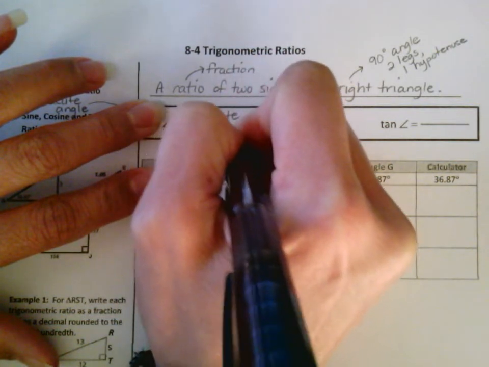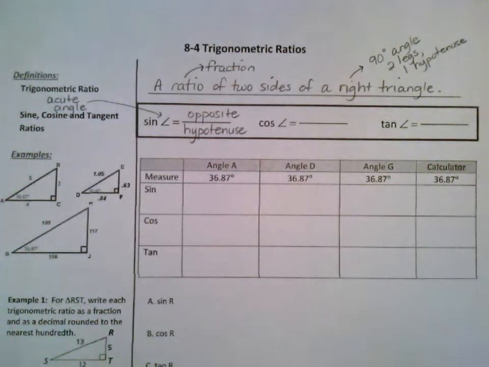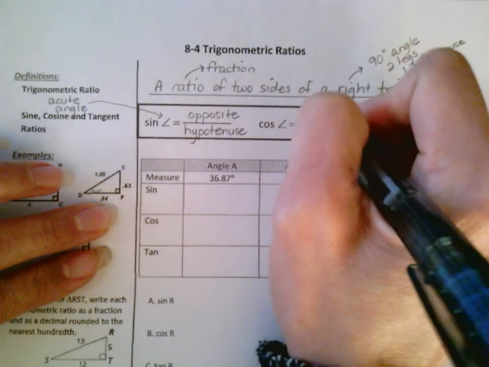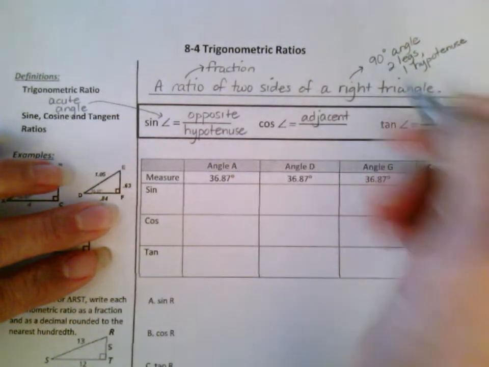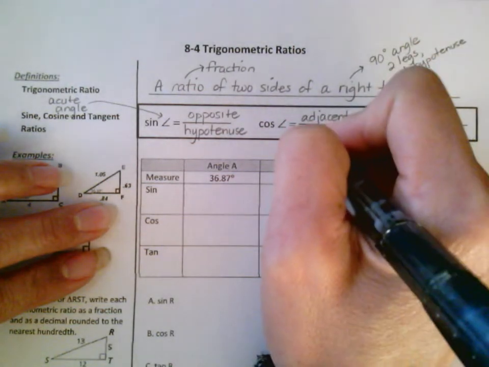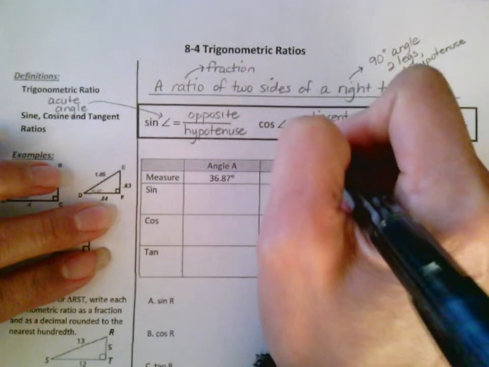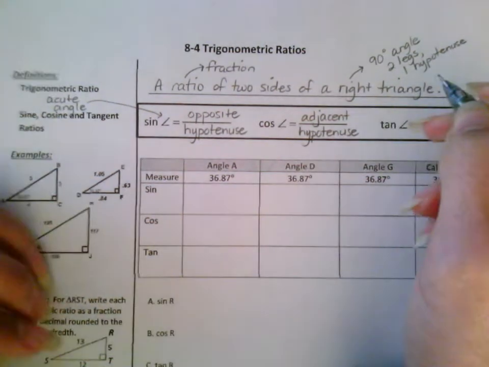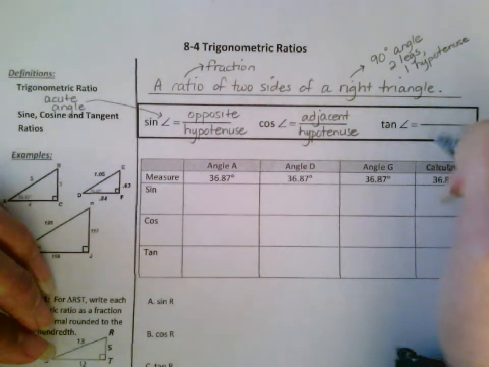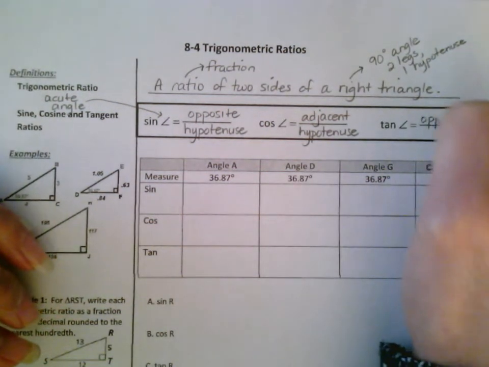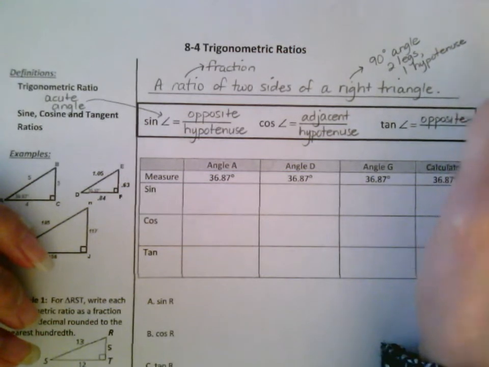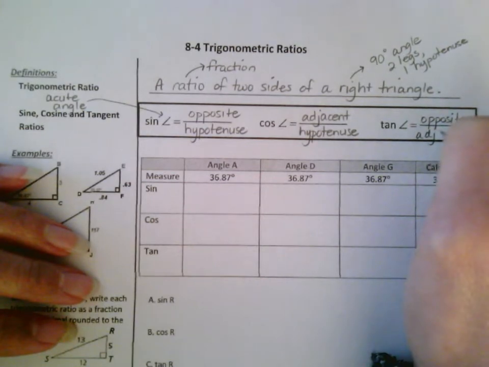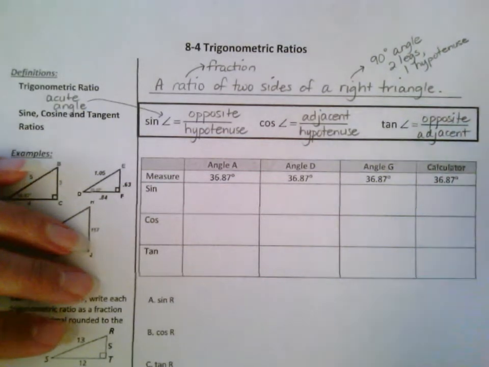Okay. If I'm asking you to find the cosine, you would take the adjacent side to your acute angle, and set it over the value of the length of the hypotenuse. And last but not least, the tangent, you would take the length of the opposite side, put that in the numerator, and then the length of the adjacent side, you would place it in the denominator.